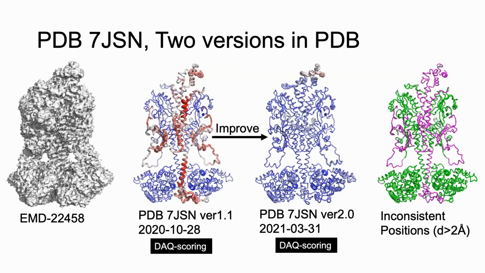Then in version 2, the DAQ score says that almost all regions are correct. The red region is a low quality region, and the blue region is a high quality region. If we check the DAQ score result and the inconsistent positions, meaning the updated positions, they are very clearly correlated with each other. Because the author updated this region, that means the quality of version 1 was not good. It agrees with the DAQ score, which also says this position is not accurate.